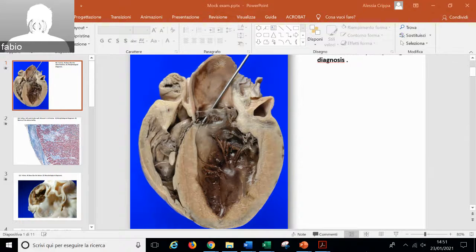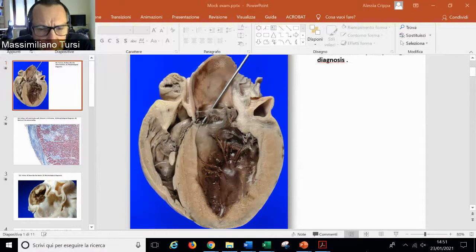I don't think so. Massimiliano, one thing, I actually wrote dilated left ventricular outflow tract because it looks like the aorta is quite large. Sure, I agree. Of course, because there is an enlargement of all the left ventricle.